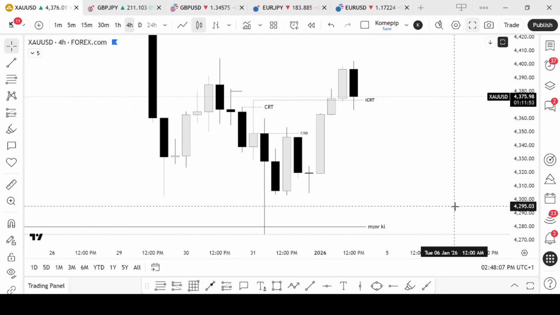So if there are sellers and there are buyers, you need to first of all understand, okay, if there are buyers, where are buyers coming from and where are they likely to go to? If they are sellers, where are sellers coming from?